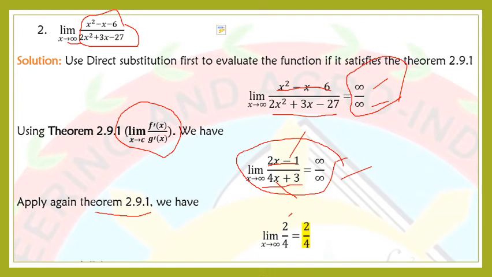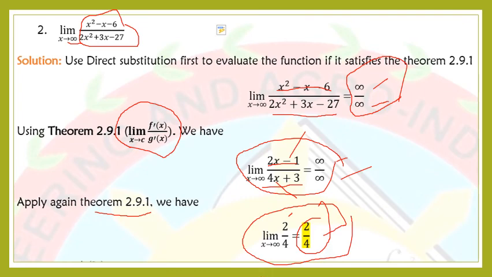So, in the theorems on limits, when the given function is a constant, the limit is the constant. That's why the limit of 2 over 4 as x approaches positive infinity is 2 over 4. Since the limit of our function exists, we stop here. Okay.